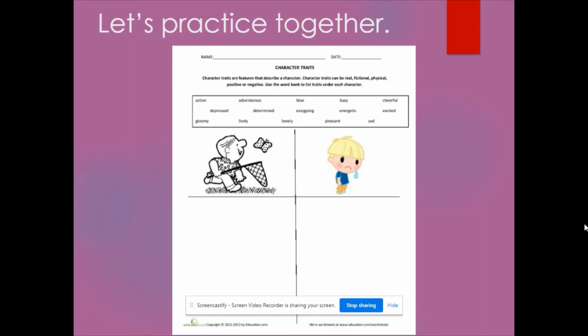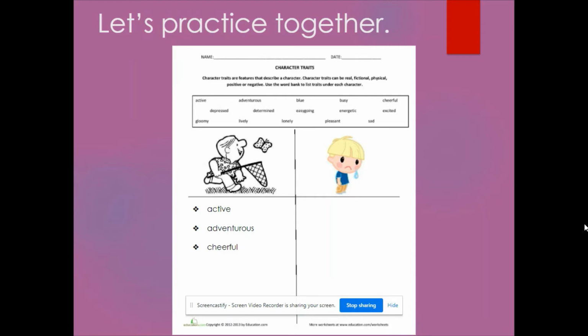So first, looking at all of those words, I will say that my friend that is following or chasing a butterfly is active, right? He is moving. I'll probably say that he's also a little bit adventurous, because I'm sure that he's outside because that's where butterflies are, correct? And I will say that he is a cheerful fellow because look at his face. So I use his body language to describe my character.